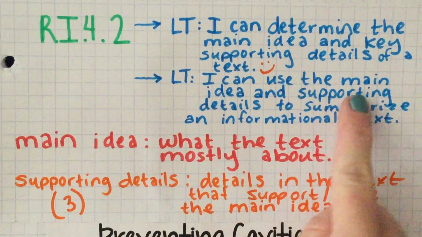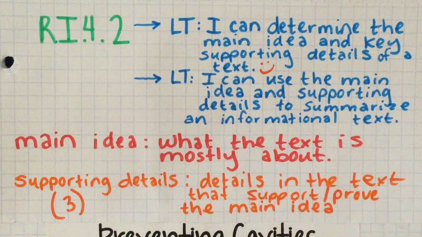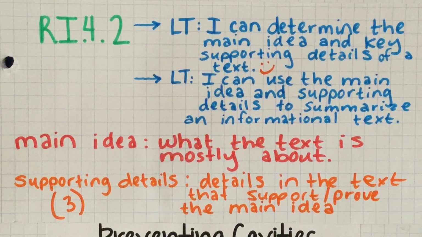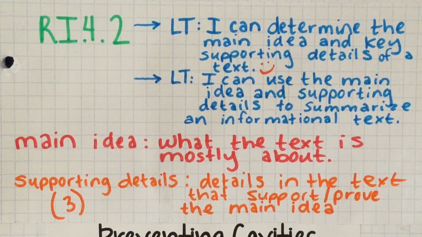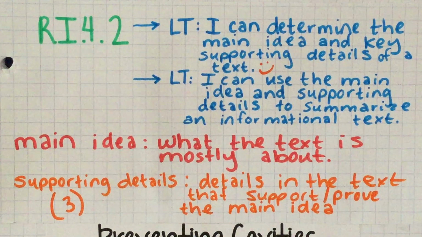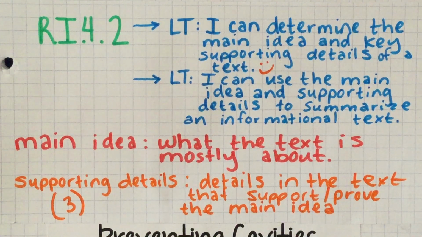And I can use the main idea and supporting details to summarize an informational text. Now, remember from our lessons, all throughout the year, but our online lesson just yesterday, we talked about how the main idea is what the text is mostly about. We talked about how the supporting details are details in the text that support or prove the main idea.